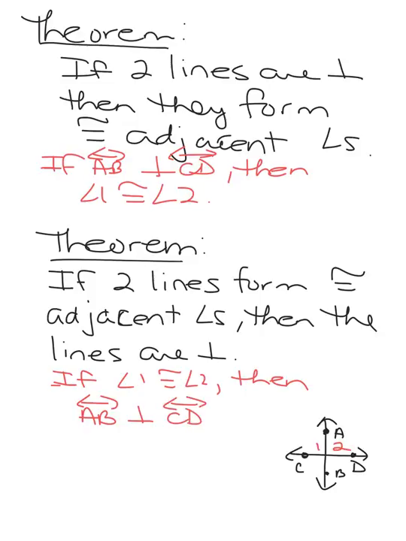Now again, remember in our definition, our focus was on perpendicular lines along with 90 degrees or right angles. In these two theorems, the focus is on the fact that if the lines are perpendicular, then they form congruent adjacent angles. So congruency is really the focus on either of them.